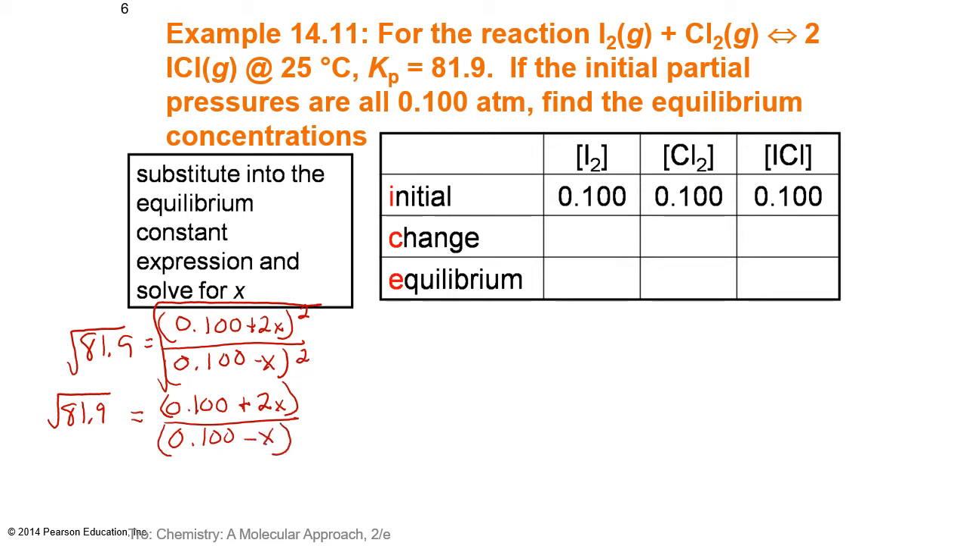Now, we're going to have to solve this, so we will need to move the denominator over to the left-hand side. And we start simplifying. So we're going to multiply through.